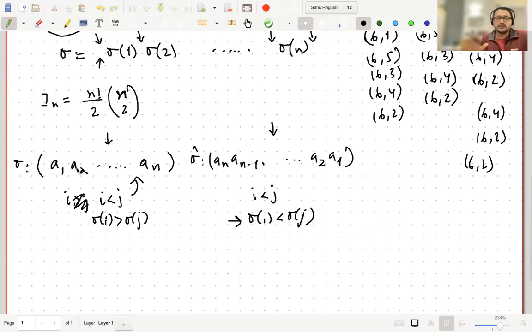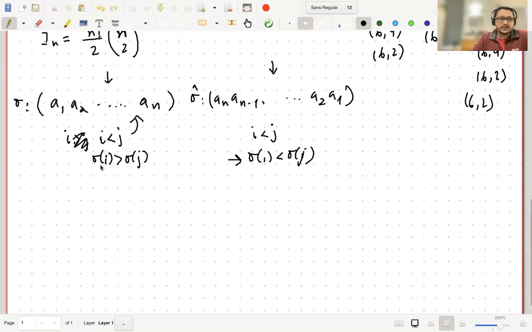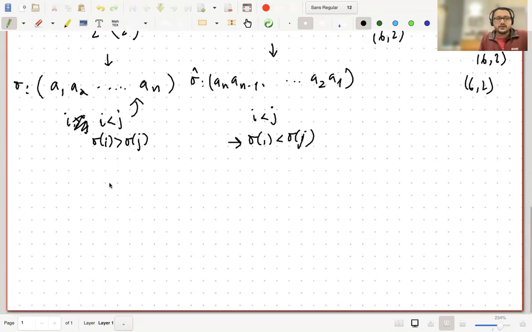Okay, so either they're an inversion in sigma or they're an inversion in sigma hat. So how can you pick pairs of numbers out of n letters? The possibilities are n choose 2, and the total number of permutations, the total number of possible values of sigma, is n factorial. So the total number of inversions will be exactly this.